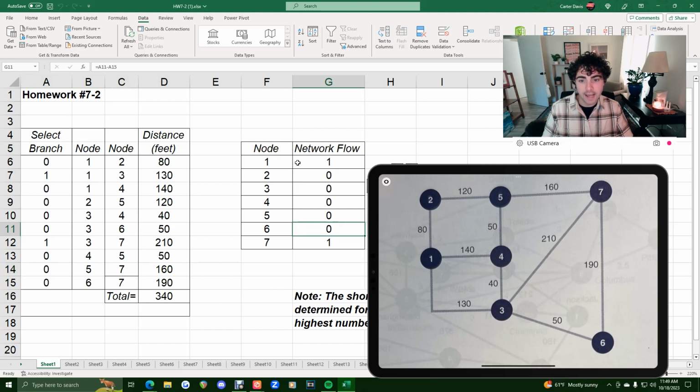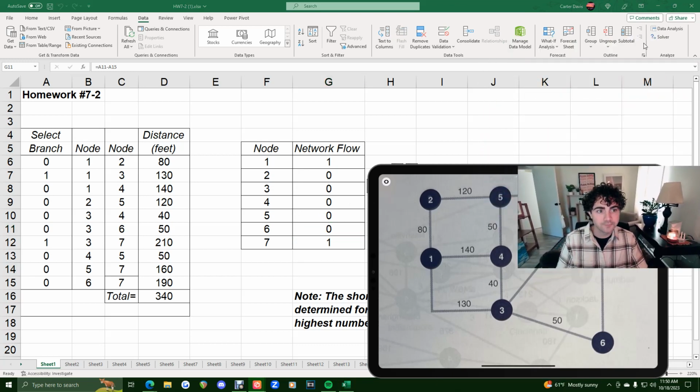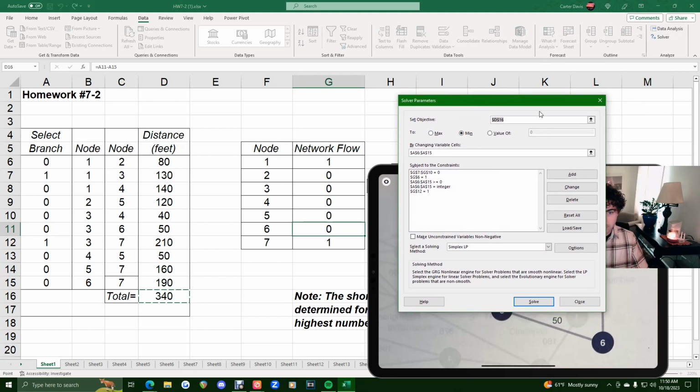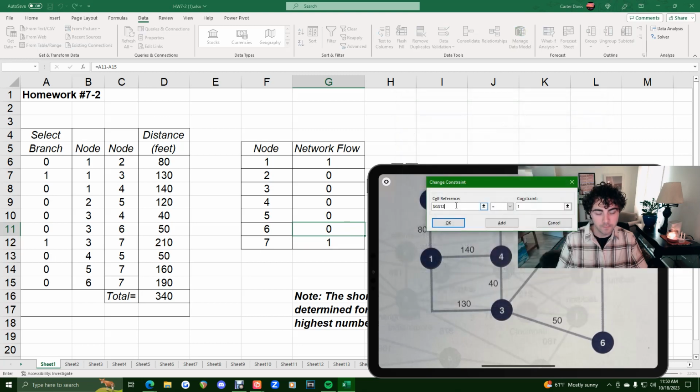I'll just demonstrate how we would find the distance from 1 to 6, and then I'll call it a day. So from 1 to 6, what are we going to change? We're still minimizing the distance, and the changing variable cells are still these, but now the only change is that instead of making G12 equal to 1, the node for 7, we want to make G11 equal to 1. So it's making this cell for node 6 equal to 1.